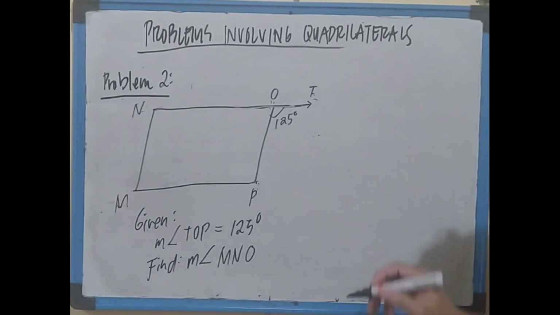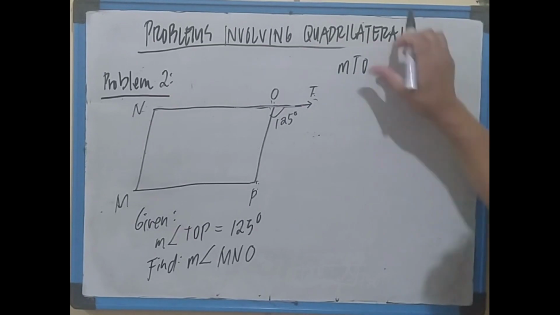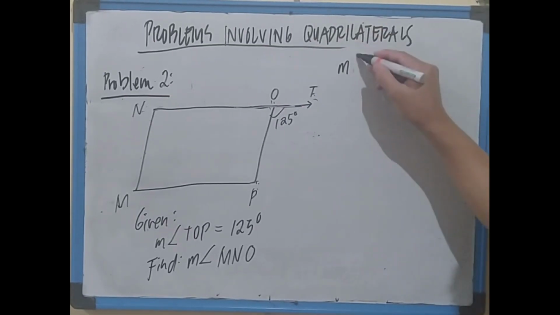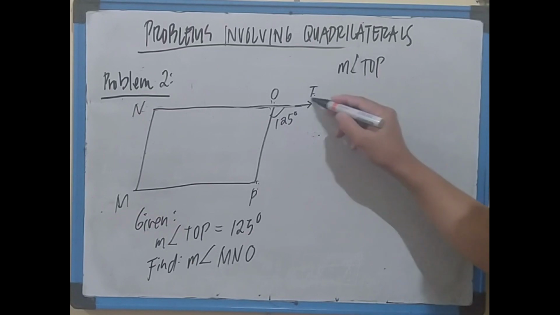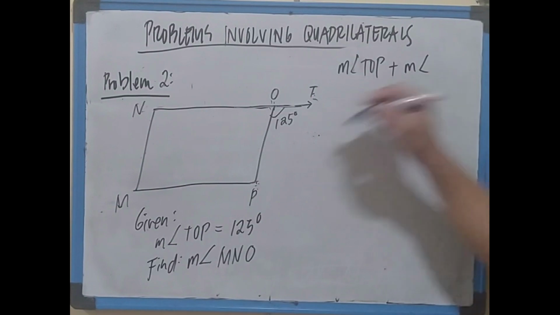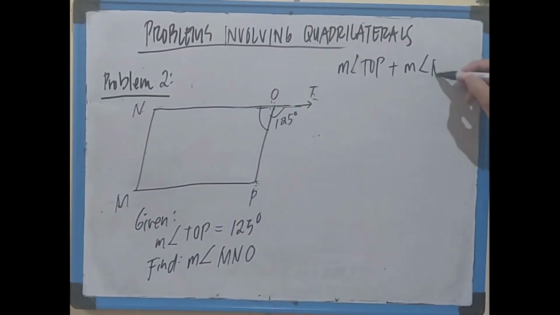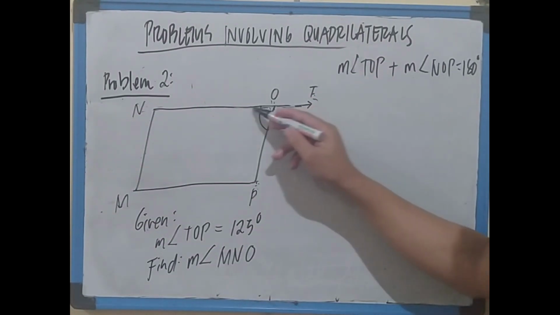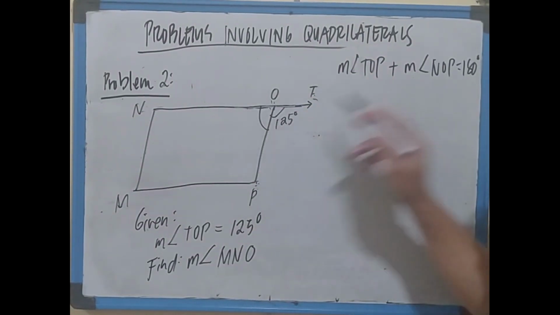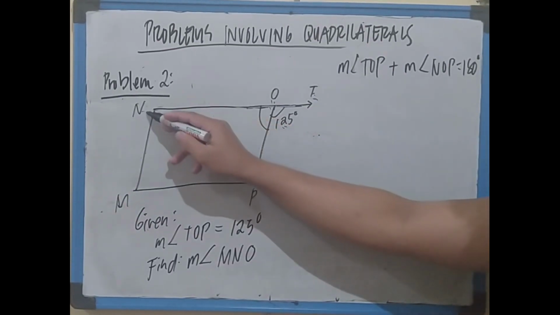So automatic guys, ang TOP and NOP are supplementary. So pag inadd natin yan, we have the measure of the angle TOP, ito yun, plus the measure of angle NOP, yung nasa loob, ang total po niya is supplementary or 180 degrees. It's because this is a straight angle. Okay? So kung 180 ang total niya, subtract lang natin ito by 180. Makukuha na natin itong angle na to.